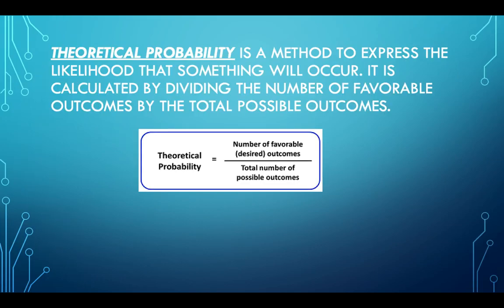So theoretical probability, it's basically just a way to express how likely something will occur. It's calculated by dividing the number of favorable outcomes by the total number of possible outcomes. Okay. So maybe all that wordage sounds complicated, but I know you guys have done this before, and you will probably be like, what? Easiest lesson ever. Okay, so pause if you want to have time to write this down, but I'm going to keep going.